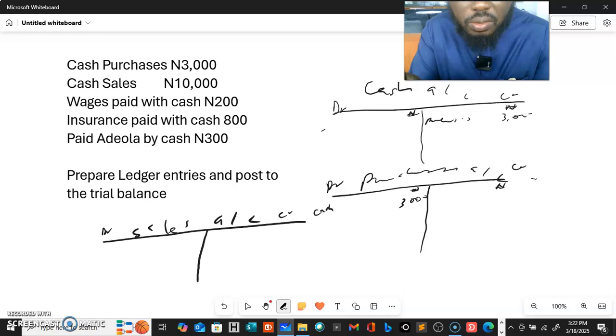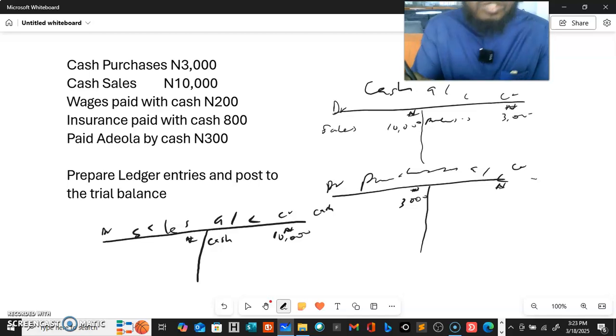So we say sales. That is 10,000. To comply with the double entry principle, we debit the cash account and credit the sales account with the cash equivalent. That is 10,000. Put the naira sign.